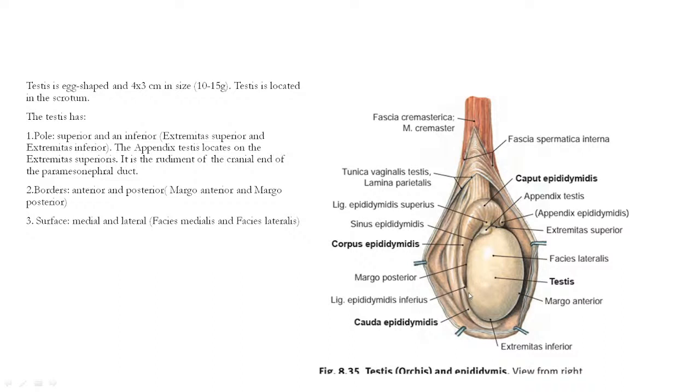Borders: anterior and posterior, margo anterior, margo posterior. Surfaces: medial and lateral, facies medialis, facies lateralis. This is the testis: extremitas superior, extremitas inferior, margo anterior, margo posterior, and two surfaces, facies medialis and facies lateralis.